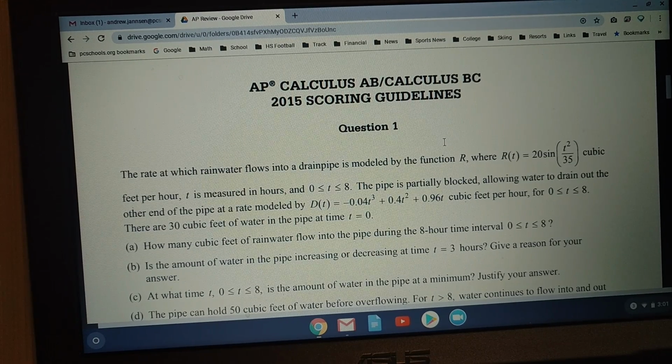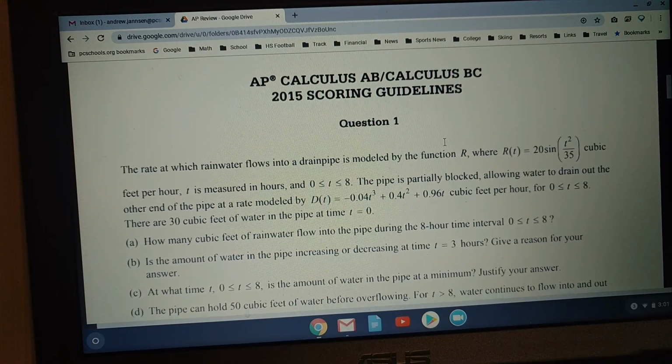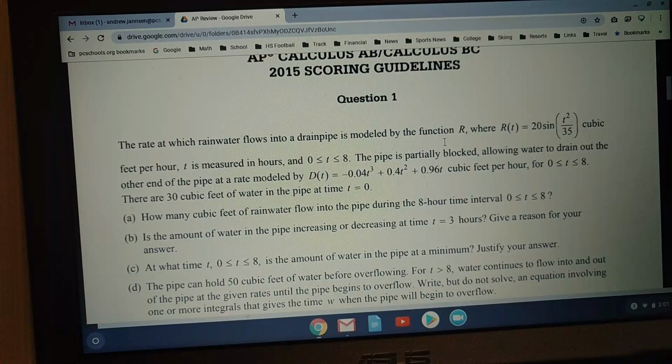That's ideal. All right, so here's question number 1, a classic rate in, rate out type of question from 2015. Let's take a look at how we're going to go about solving this and doing our answers. Notice that in this case, both of our rates are given to us as equations. We have a rate out and we have a rate in. Both of them are given in equations. So first part here, part A says how many cubic feet of rainwater flow into the pipe during the 8-hour interval.